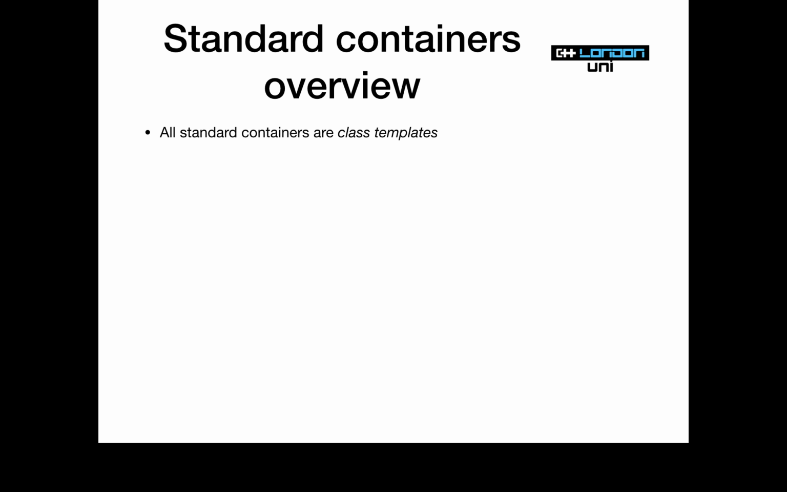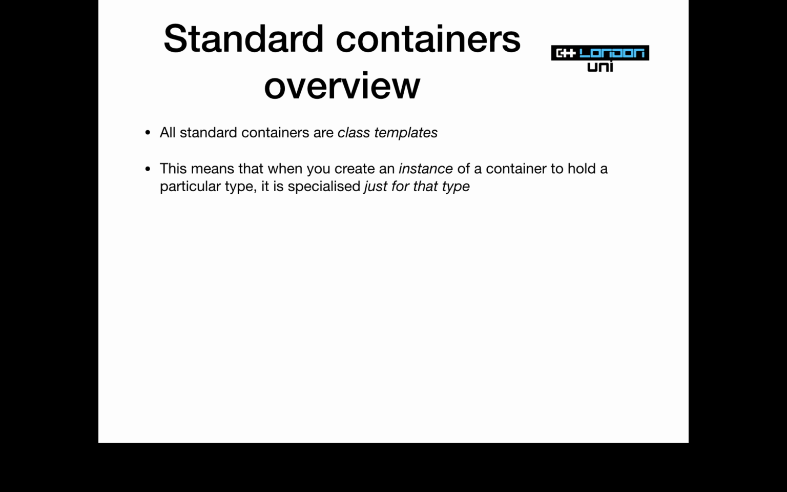So the standard containers are what are called class templates. A template in C++ is like a blueprint for how to produce something. So a vector is a class template. When you write a vector, you put those angle brackets after it, and you say what type it's going to be a vector of. And that produces what we call a specialization of that template. It produces a version of vector purely for holding ints, or purely for holding floats, or purely for holding strings.